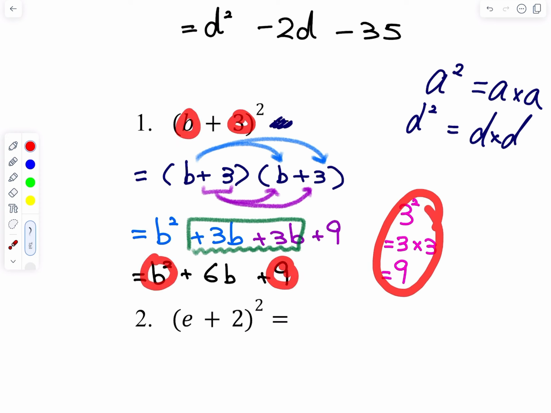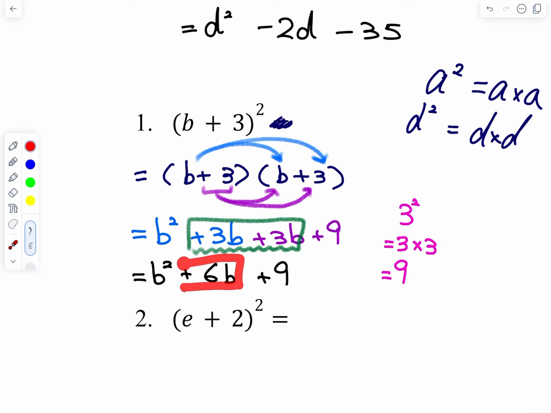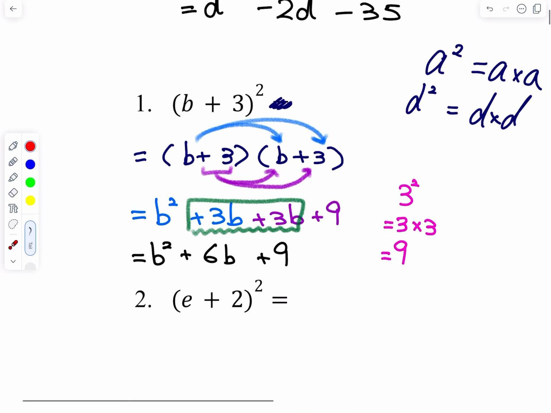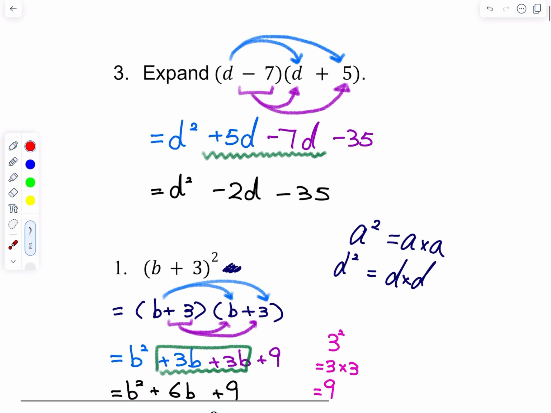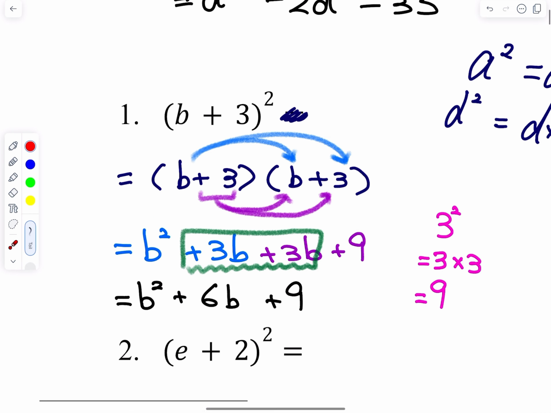But we also have a 6b in the middle. How was 6b formed? Now check here. In the earlier example, the middle terms were all different, right? They were not exactly the same. But here, it's 3b here, it's 3b here. Both are actually the same. So that's why when we have a square, we can actually do it in a much quicker way.